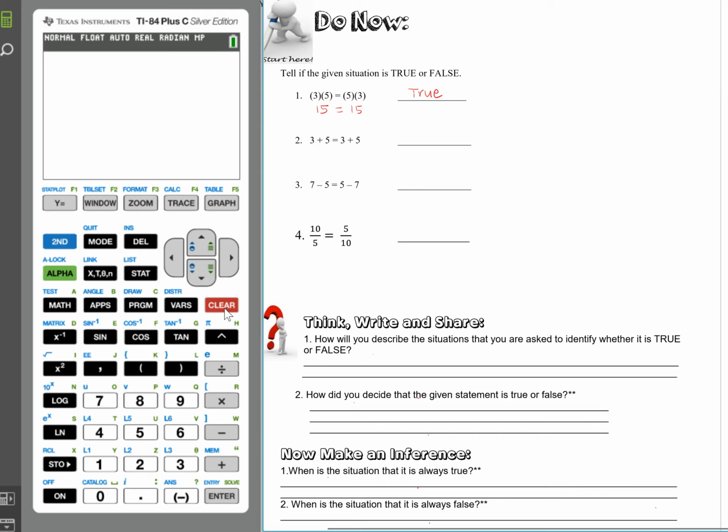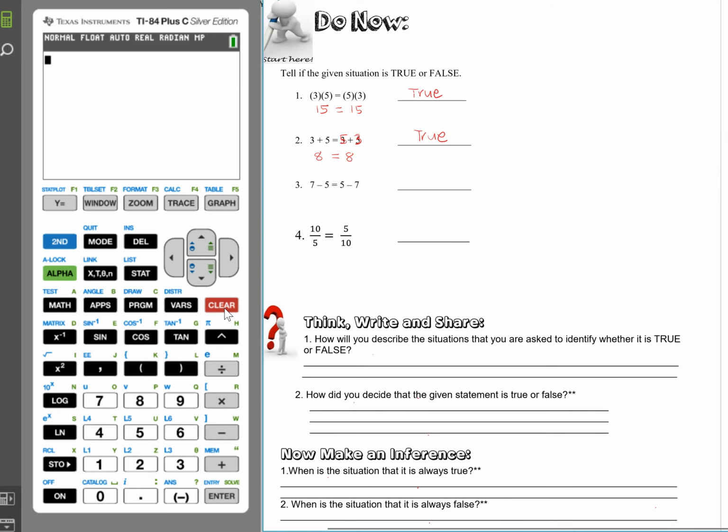Number 2, 3 plus 5 is equal to 3 plus 5. Again, I'm going to use the same process. I'll find the numerical value. 3 plus 5 is equal to 8, and this one should be 5 plus 3, just making some changes. So this one should also be equal to 8. So this one is also true.